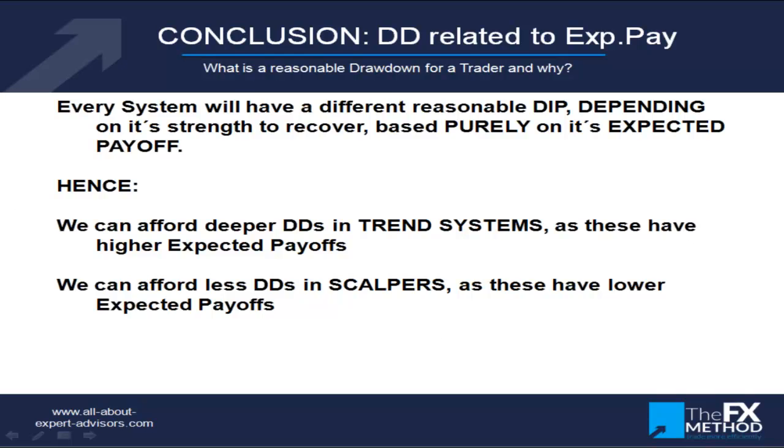For a trend system, we will afford 23%. I'll put it here in red. Okay, or less. That's the maximum drawdown you will afford, right? Or less. And for a scalper, we will afford something like 50%, because our expectancy, our expected payoff, is only $10, $12, $13, $9 per trade.